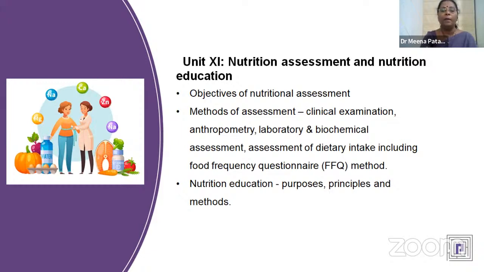Then comes nutrition education. The purpose of nutrition education, principles and methods. You will learn in detail. If you need to educate your patient or go into the field for any kind of survey, you should know how to educate one individual on a one-to-one basis, a group of individuals, or a large number of the population. So you will study the purposes, principles, and methods of nutrition education.